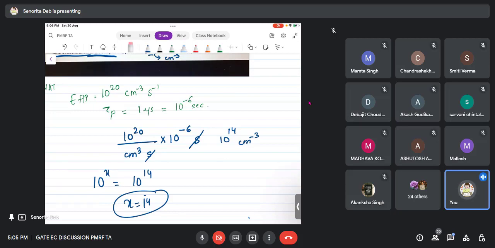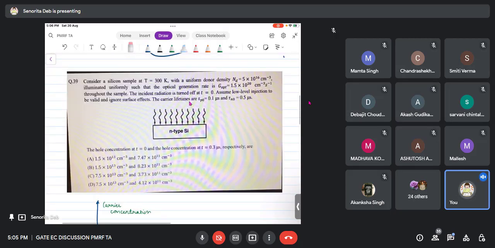Okay. So now the next was this one, right? Question number 39. I think this was from GATE 2016. The uniform donor density ND is given, the optical generation rate of the electron is given. Again the generation rate is given. You see the unit, centimeter minus 3, S minus 1. The incident radiation is turned off at t equals 0. Assume low level injection to be valid and ignore surface events. Carrier lifetime is given as tau p0 and tau n0. Again the tau is given, your optical rate is given.